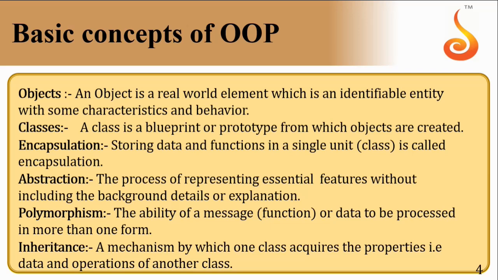Getting it? Encapsulation is storing the data, that is variables as well as functions, under one name. Storing data members and member functions in one unit is called encapsulation. It's a property. The example is a class, because a class can have both data members and member functions under one name, right? And abstraction is a process of representing essential features without including background details.